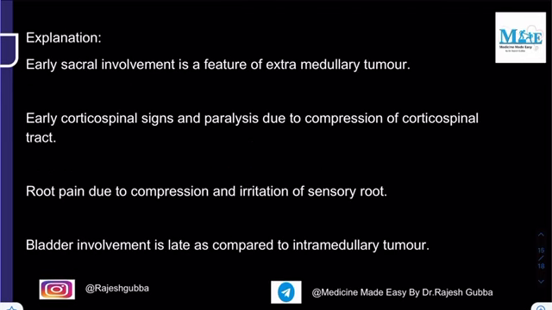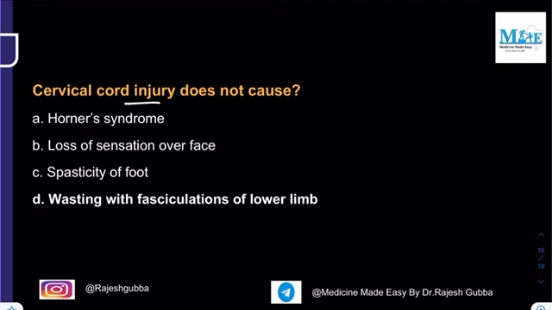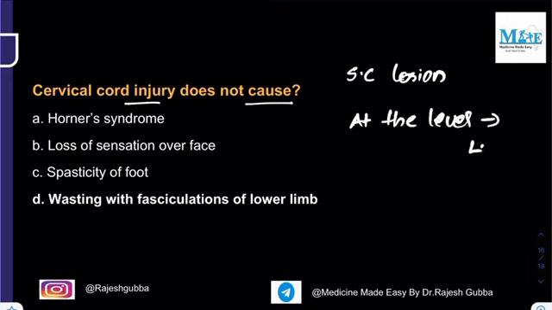Coming on to the next question. Cervical cord injury does not cause which of these: Horner syndrome, loss of sensation over the face, spasticity of the foot, wasting with fasciculations of the lower limb. Just now we were discussing spinal cord lesions: what is it regarding the motor manifestation? At the level of lesion, you will have lower motor neuron signs, whereas below the level of lesion in the spinal cord, you will have upper motor neuron signs. This is a very, very important concept.